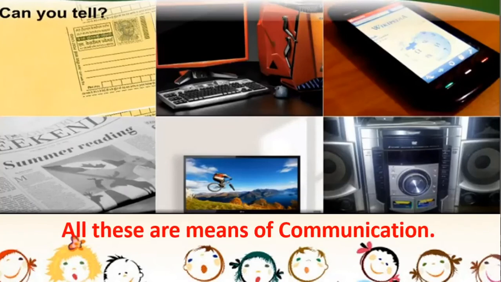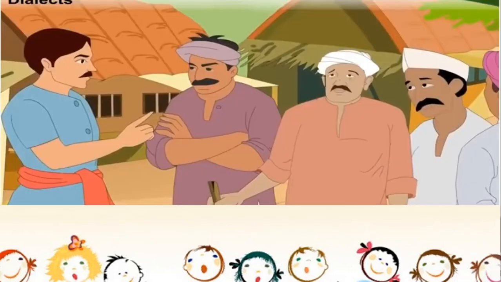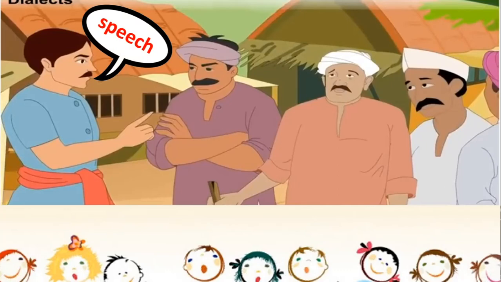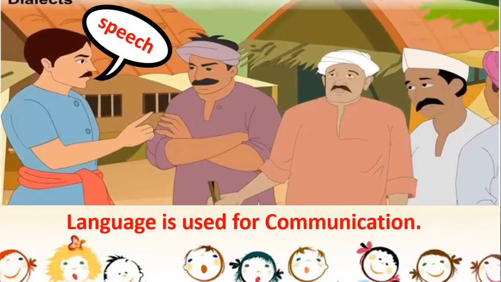Can you see? All these are called means of communication. The letter, the newspaper, the TV, the radio, everything. These are all means of communication. And when you want to talk to someone, when you want to tell someone something, that is also communication. So what do you use to tell? How do you tell someone something? You make use of language. So language is also an important means of communication, or you can say, medium of communication. You give ideas, you tell your ideas to someone else using languages.